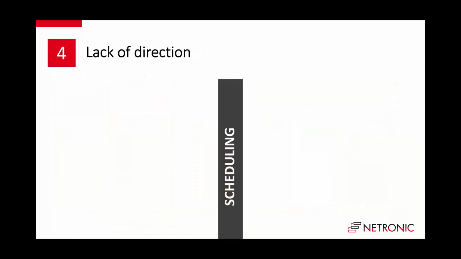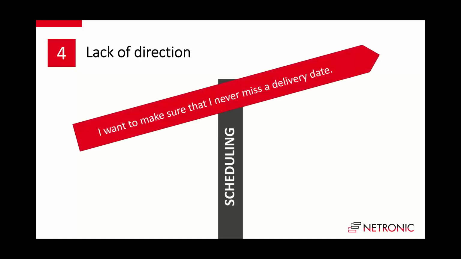The fourth trap that you can fall into when it comes to scheduling is a lack of direction. Let's think about a sign that shows the direction where we want to go with scheduling. I asked a couple of people in our company what they want to achieve with scheduling. Of course, people might say, I want to introduce a scheduling software because I want to make sure that I never miss a delivery date. A very, very clear direction.